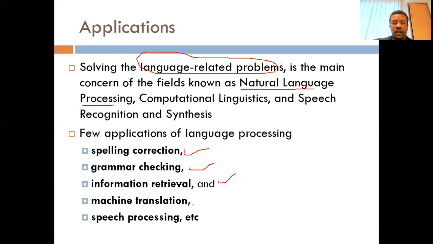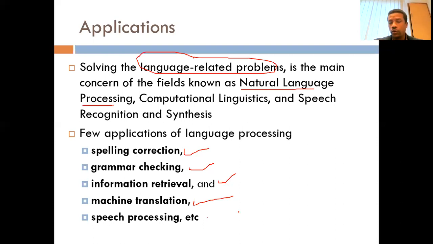Machine translation is another huge and very fertile NLP application. We have many thousands of languages in the world, and converting a text written in one language to a text in another language is a very hot research area and a very hot application area. So machine translation is one of the widely exercised NLP applications.